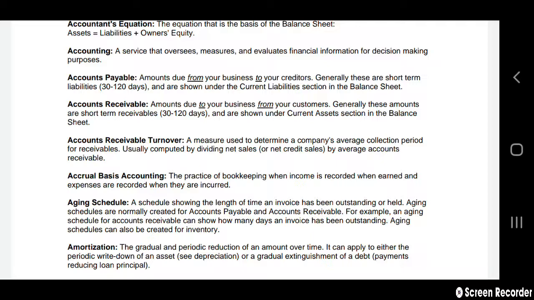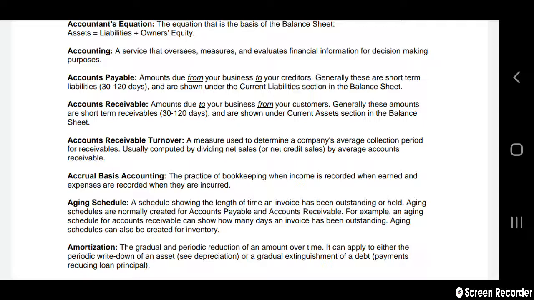Next, accounts payable. This is the amount due from the business to your creditors. Generally, these are short-term liabilities and are shown under the current liability section in the balance sheet.